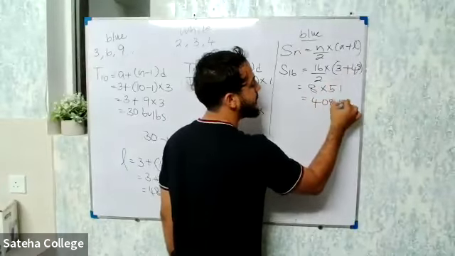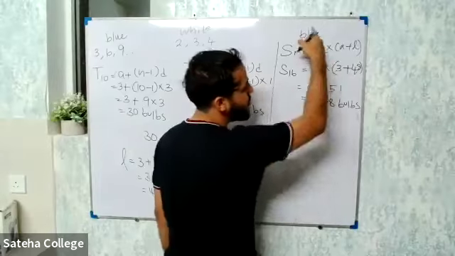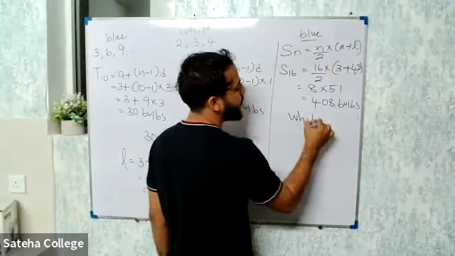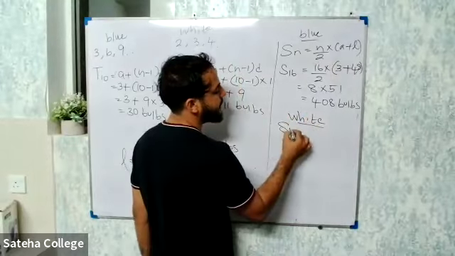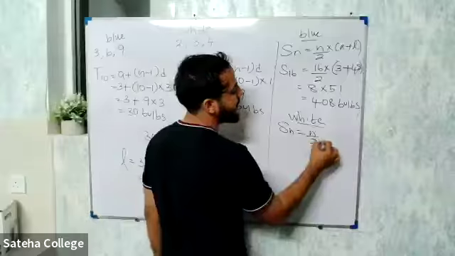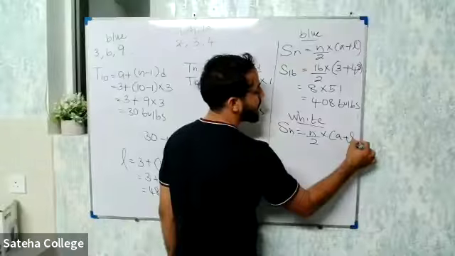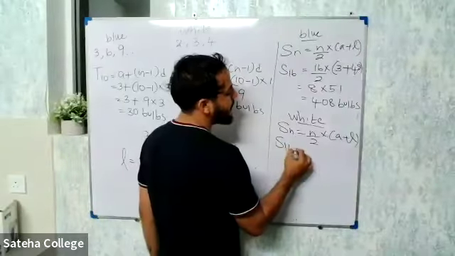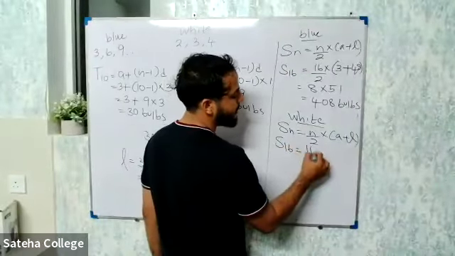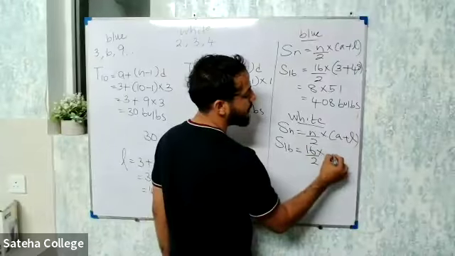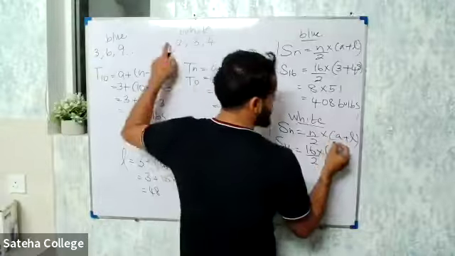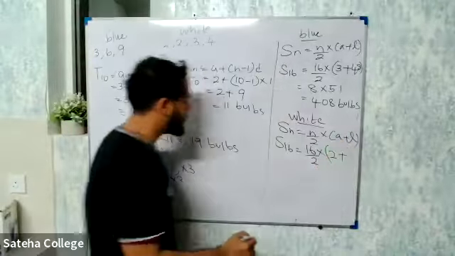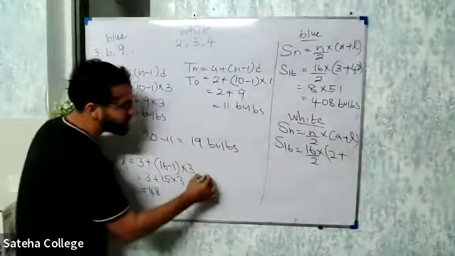Then 408 bulbs. This is for blue. We can do the same thing for white here. Sn is equal to n over 2 into A plus L. Right? So S16, number of circles is 16 over 2. First term here is equal to 2. Then again you can find the last term for the white bulbs.